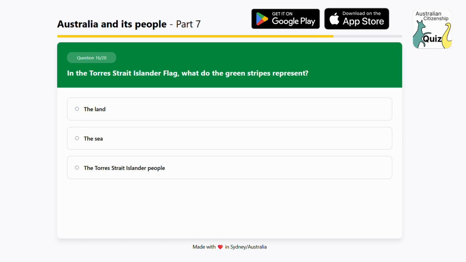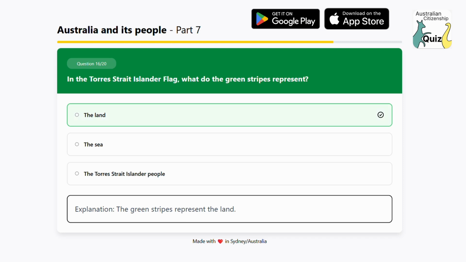In the Torres Strait Islander flag, what do the green stripes represent? Option 1, the land. Option 2, the sea. Option 3, the Torres Strait Islander people. The answer is the land. Explanation: the green stripes represent the land.